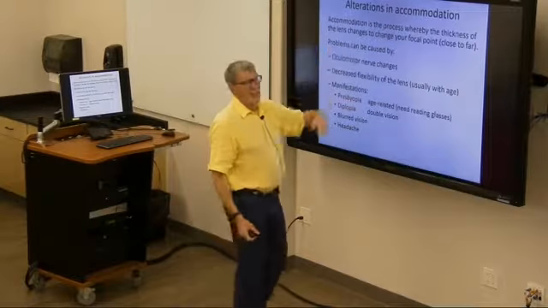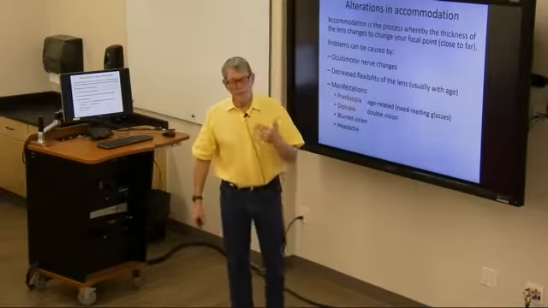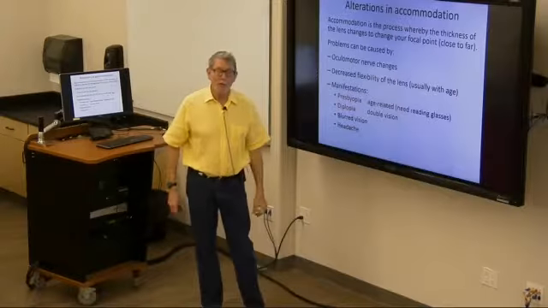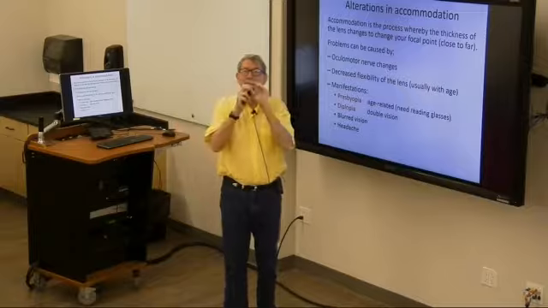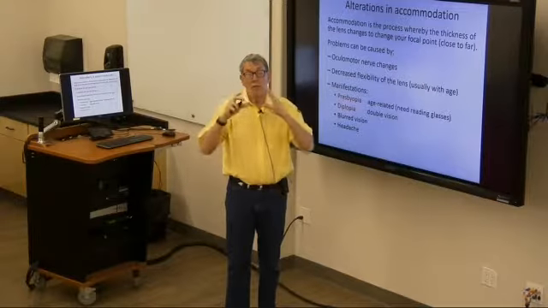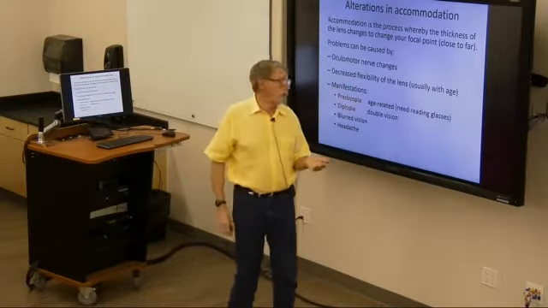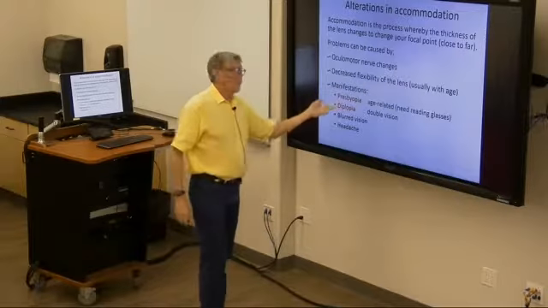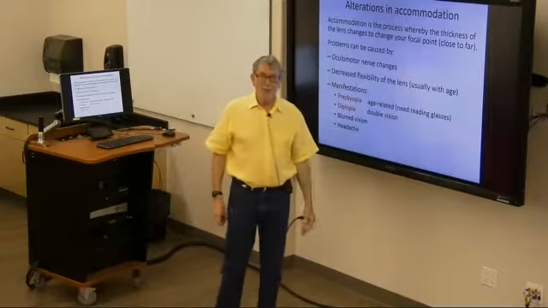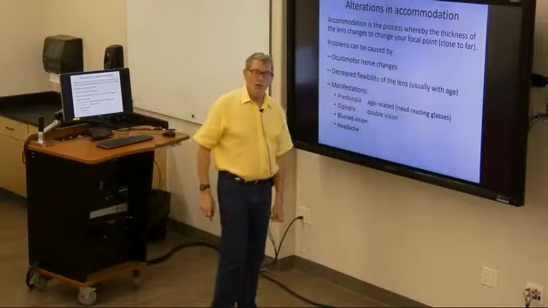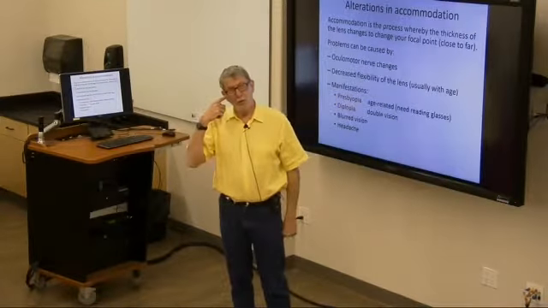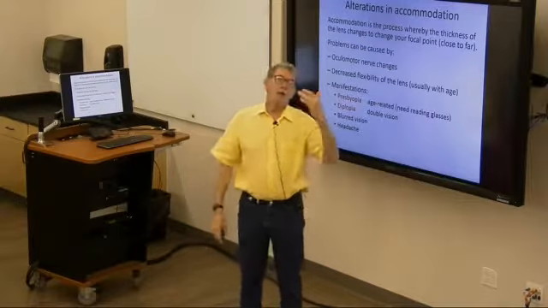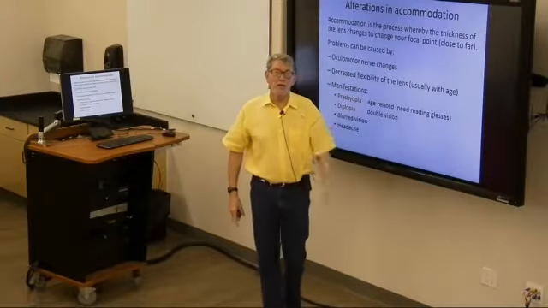Alterations in accommodation are very common, especially as you become older. Your lens gets stiffer and it won't change shape easily anymore. And so at about age 50, people get presbyopia. The term presby means old. Presbycusis is hearing loss due to age. Presbyopia, vision loss due to age.